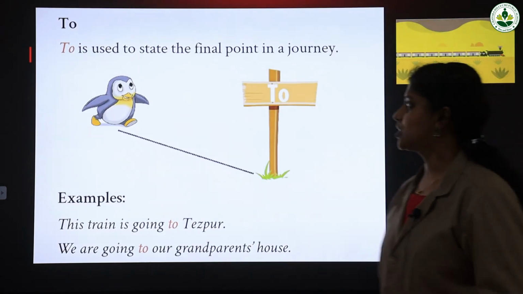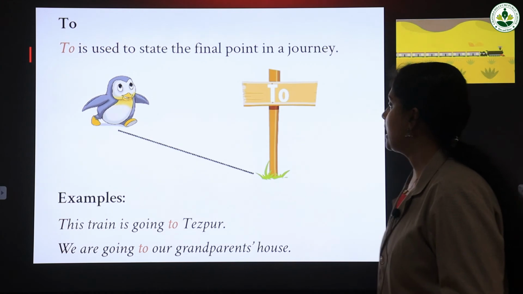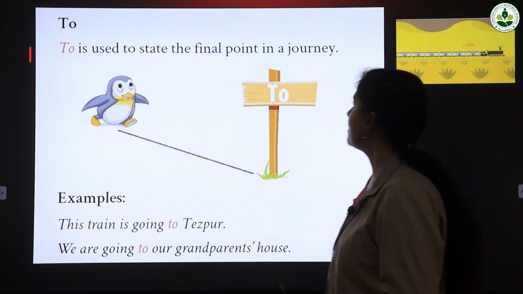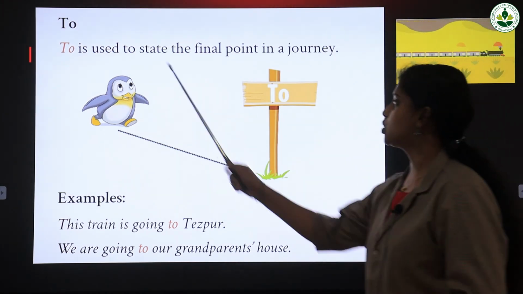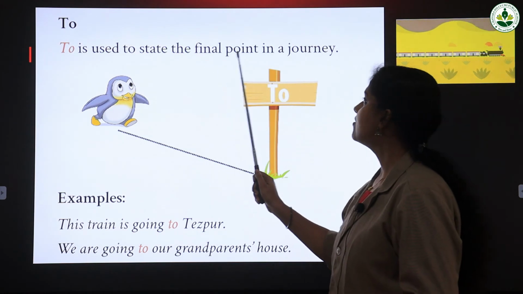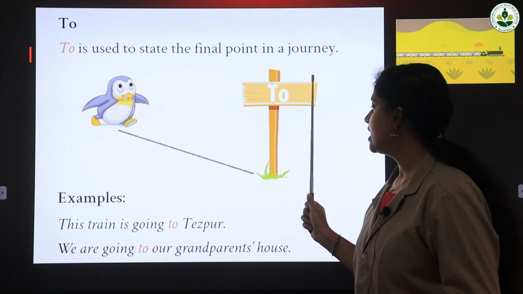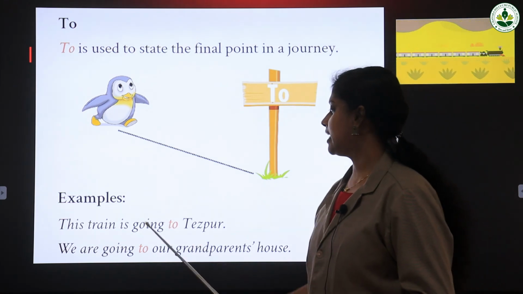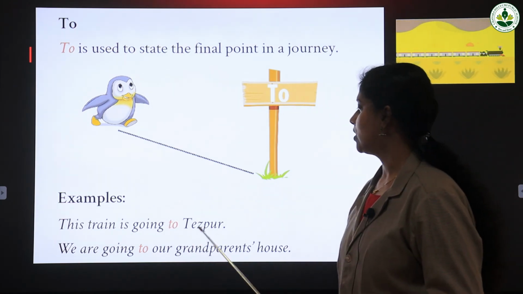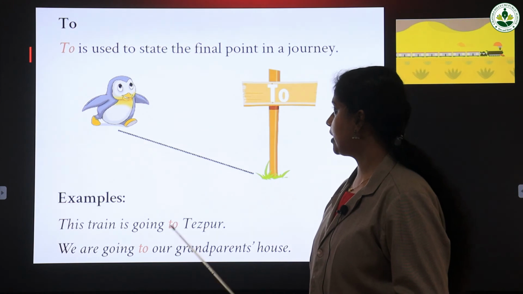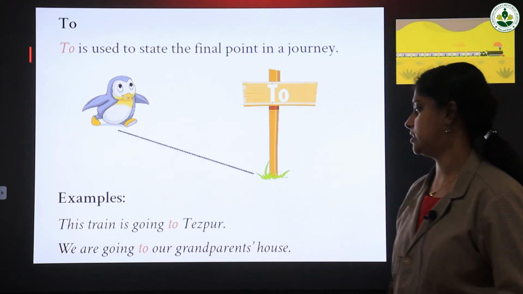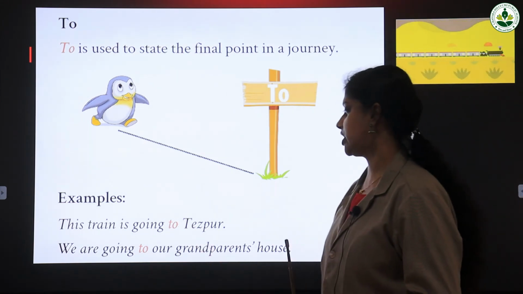Next preposition, to. To is used to state the final point in a journey. For example, the train is going to Tezpur. Here the preposition to is used to state the final point in a journey.